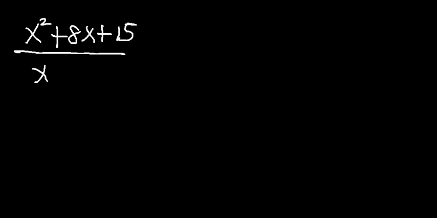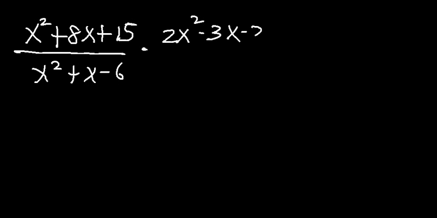How about this one? x squared plus 8x plus 15 divided by x squared plus x minus 6, times 2x squared minus 3x minus 2 divided by 2x squared minus 50.